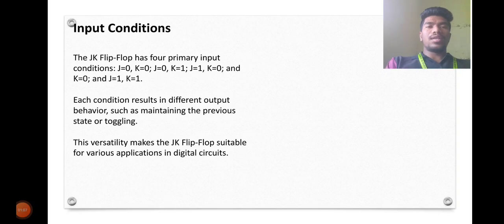Input conditions. The JK flip-flop has four primary input conditions: J equals 0 and K equals 0, J equals 0 and K equals 1, J equals 1 and K equals 0, and J equals 1 and K equals 1. Each condition results in a different output behavior, such as maintaining the previous state, setting, resetting or toggling. This versatility makes the JK flip-flop suitable for various applications in digital circuits.